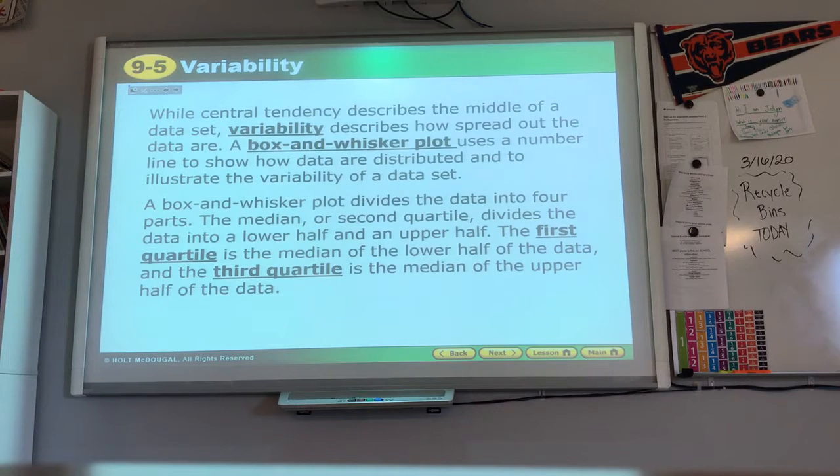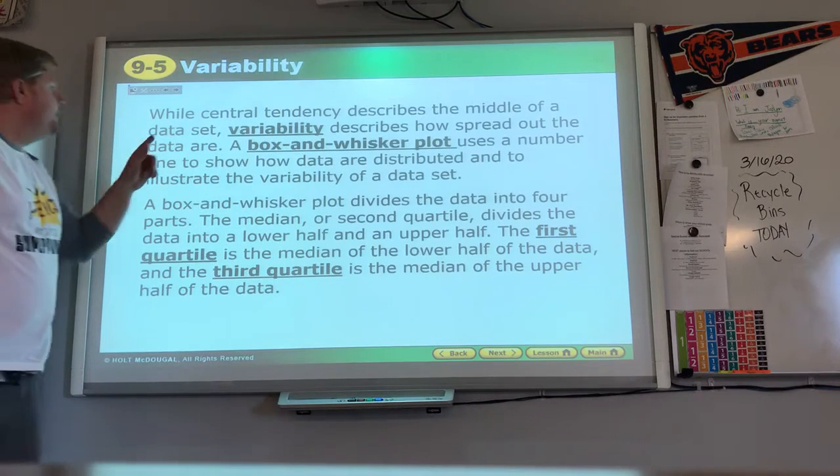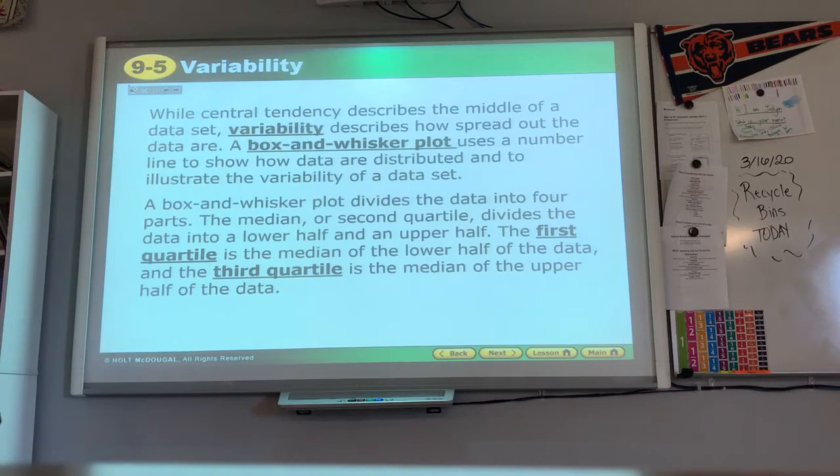Y'all can read. Pause and read it if you need to. I'll hit the high points. Variability describes how spread out the data numbers are. A box and whisker plot uses a number line to show how data are distributed. The first quartile is the median, or the middle of the lower half. The third quartile is the median, or the middle of the upper half.